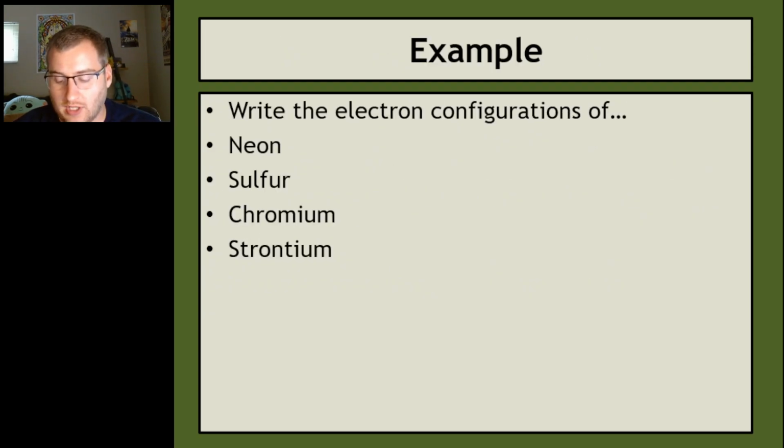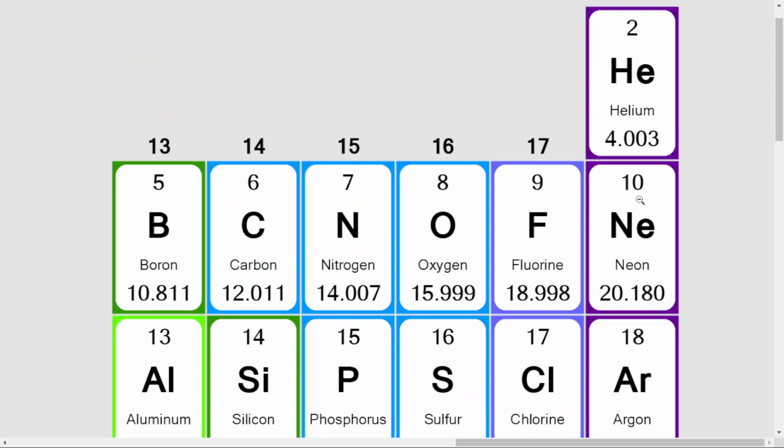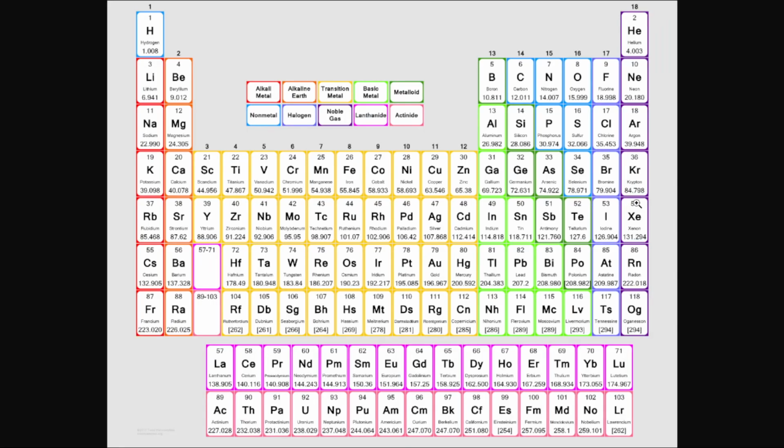So here we have 4 elements. With all 4 of them, we're going to attempt to write their electron configurations. We're going to start with neon, so we're going to need our periodic table. We're going to find neon. Okay, neon is up here in the top right. It's element number 10. So what we're going to do is follow through, starting at element number 1, and write down the boxes we pass through.